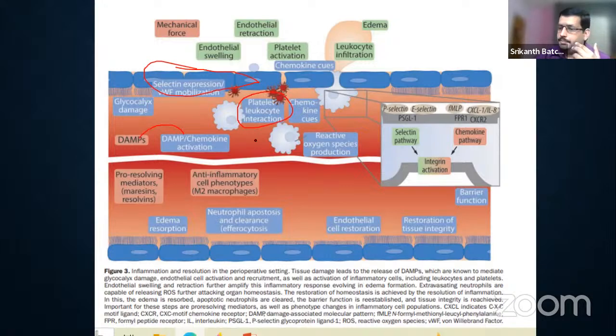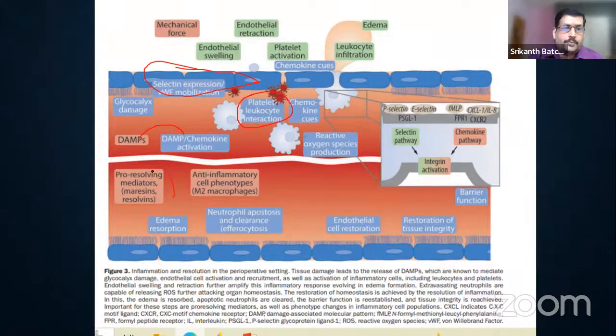After a period of time, the inflammation has to come down, and we will see the resolution of inflammation. Some of the cells which actually cause the inflammation, macrophages and others, will also aid in its resolution. The pro-resolving mediators like maresins, resolvins, and protectins are actually released by macrophages.